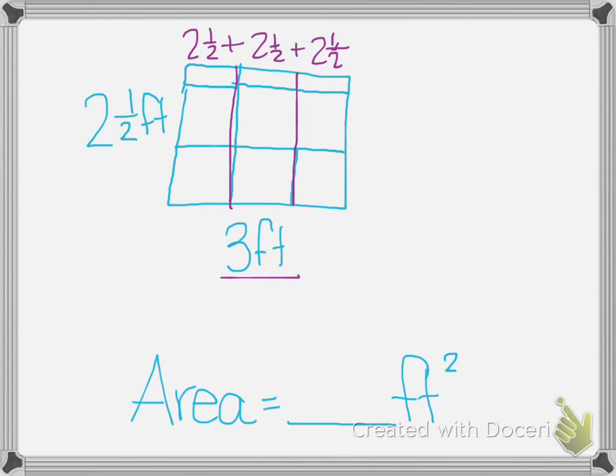2 plus 2 plus 2 is 6. 1/2 plus 1/2 is 1. And then we have 1/2 left over. 6 plus 1 is 7 and a half. So the area of the doormat would be 7.5 feet squared.